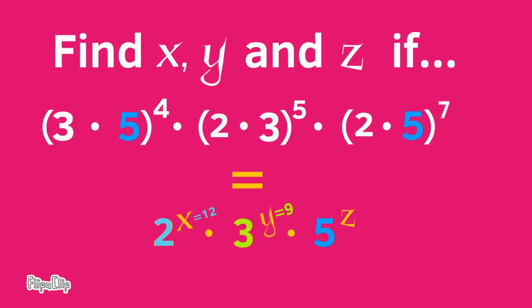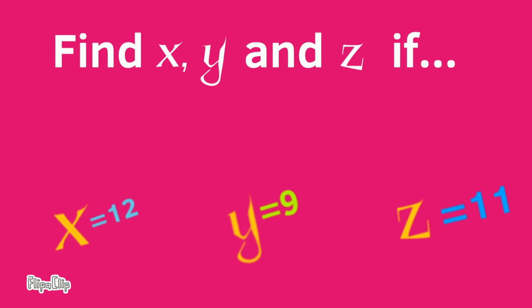I can see that there are 2 base number 5s. The first base number 5 has an exponent of 4, and the second base number 5 has an exponent of 7. And 4 plus 7 equals 11, or 5 to the power of 4 times 5 to the power of 7 equals 5 to the power of 11. x equals 12, y equals 9, and z equals 11.